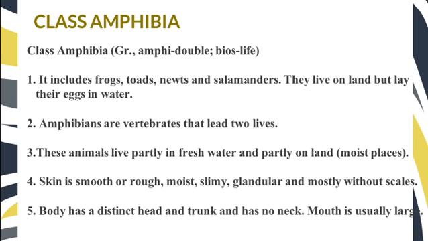Yes. Skin is smooth or rough, moist, slimy, glandular, and mostly without scales. Scales are absent, and the body has a distinct head and trunk but no neck. Mouth is usually large. For this example of a frog, we can see that we cannot separate the head and trunk region. We cannot see the neck region, but the mouth is large, because of that adaptation it can develop.